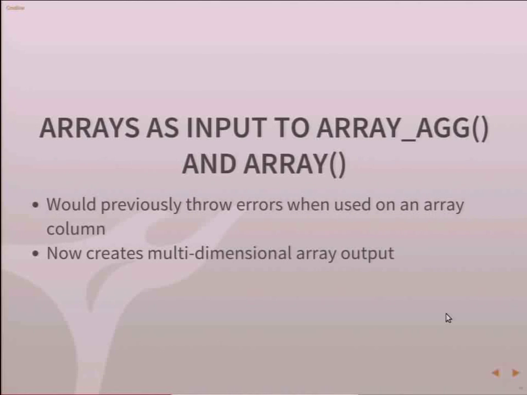I found this pretty handy. I always had to do weird things to get this to work before. Now, if you use array_agg, you can actually pass arrays to array_agg. I would have thought that would have worked before, but apparently it wasn't. There's also an array function if you just want to take a bunch of values and make an array out of them. You can now pass arrays into that, and you'll get a multi-dimensional array back out. So pretty handy.